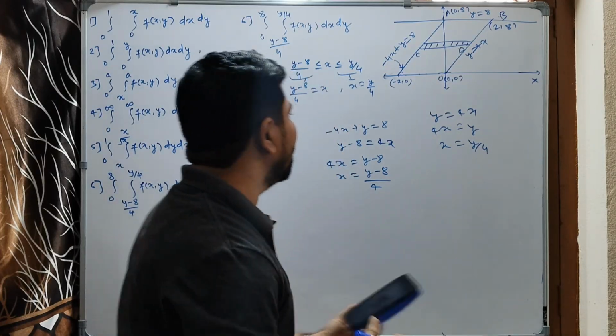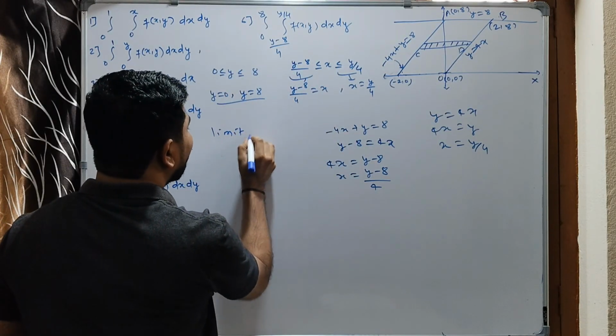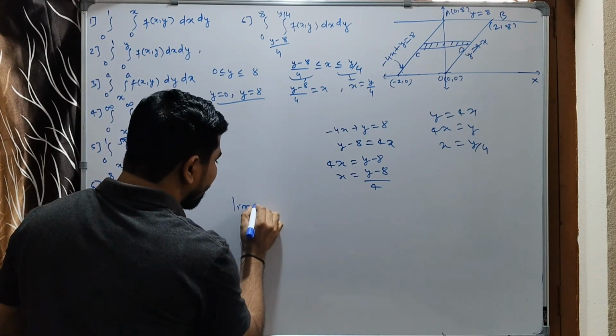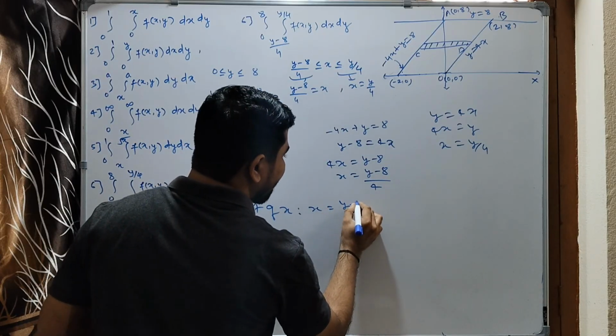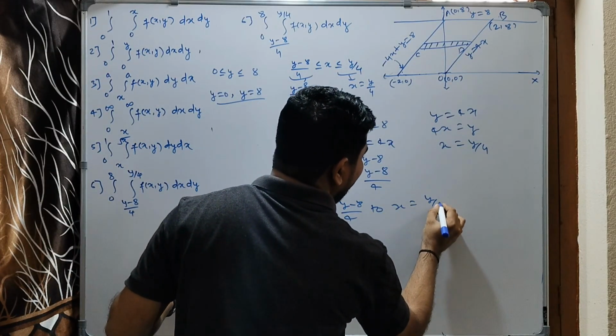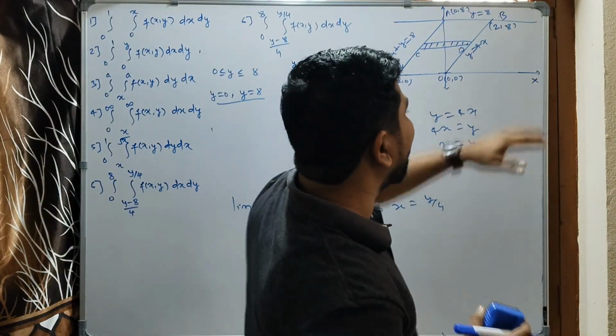So therefore the limits of x and limits of y. So here I will write the limit of x. Here x equal to (y minus 8) by 4 to x equal to y by 4, corresponding to this strip CD, which is parallel to x axis.